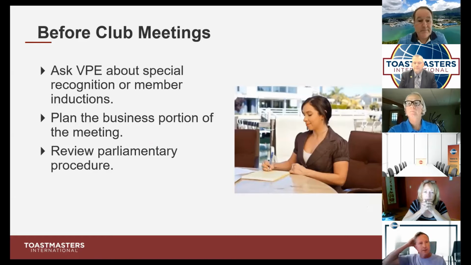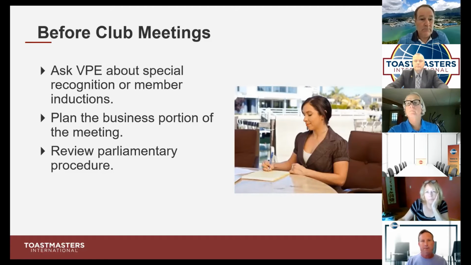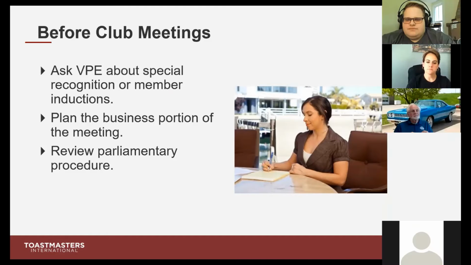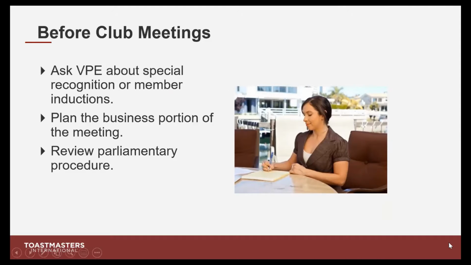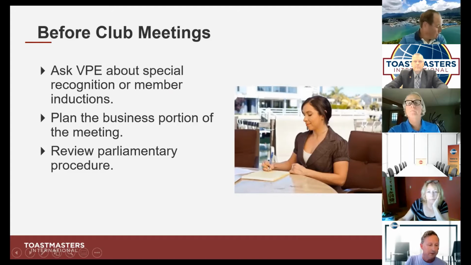Okay, Bob, thanks. That's great. This is definitely something that before I was president I didn't give a lot of thought to, like before the meeting. I just figured everything happened at the meeting, but obviously that's not true. There's quite a few things that can happen before the meeting. One of them is reaching out to your VPE, either calling, texting, or emailing, however you like to communicate, and asking them if there are any awards that are going to be handed out, any special recognition. That's super important to have lined up before the meeting.